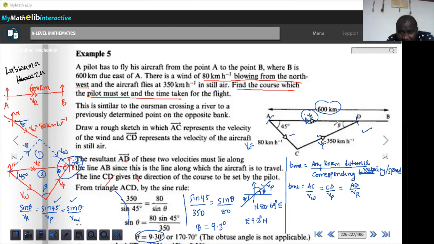Because you've seen this angle is 9.3. Can you get me this angle? This is 45 plus 9.3, which will give us 54.3. So 180 minus 54.3, what do you get? What is the balance here? 125.7. Okay, so now can we find VR?